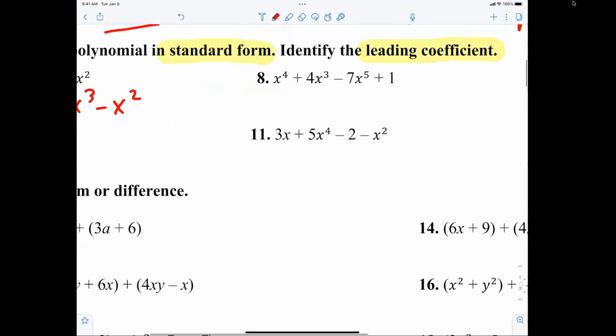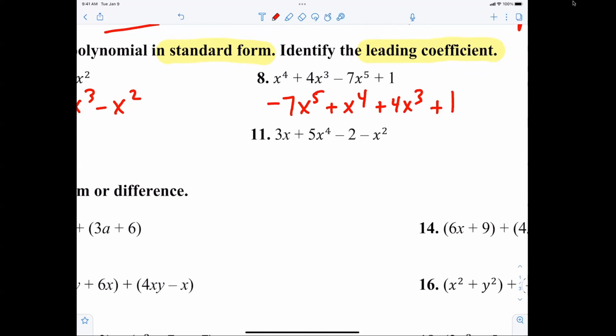Now, number 8, let's write it in standard form. So to write it in standard form, what comes first? Negative 7x to the 5th. Thank you. What comes second? Plus x to the 4th. What comes third? Plus 4x cubed. And then what? Plus 1.